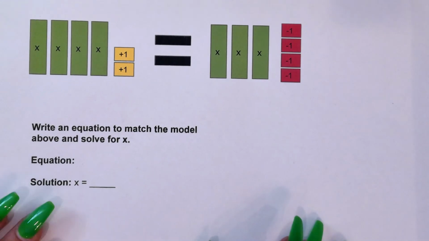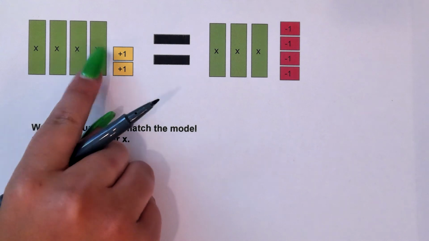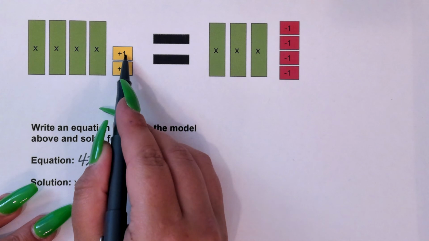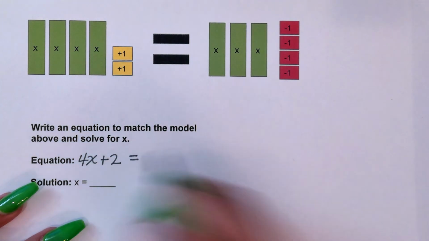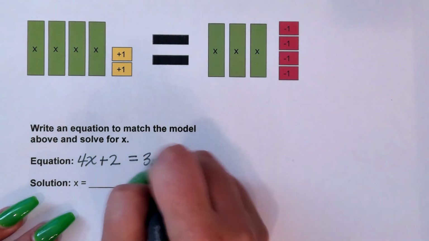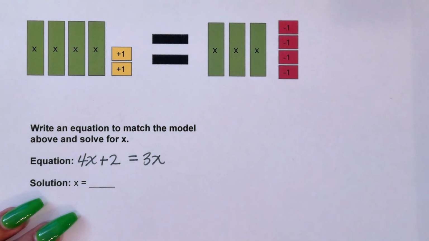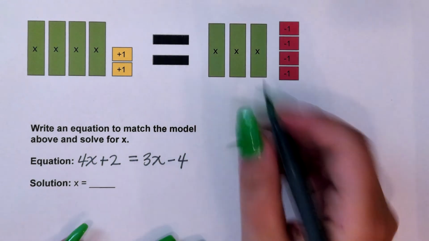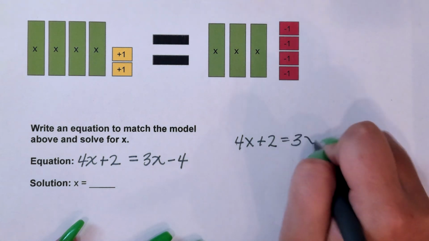Example number 2. So I'm going to write the equation first. So I have 1, 2, 3, 4 x's. And then 1, 2, numbers that do not have variables. So plus 2. Bring down my equal sign. And on the right side, I have 1, 2, 3 x's. So 3x. And then I have 1, 2, 3, 4, negative 4. Then I want to solve. 4x plus 2 equals 3x minus 4.